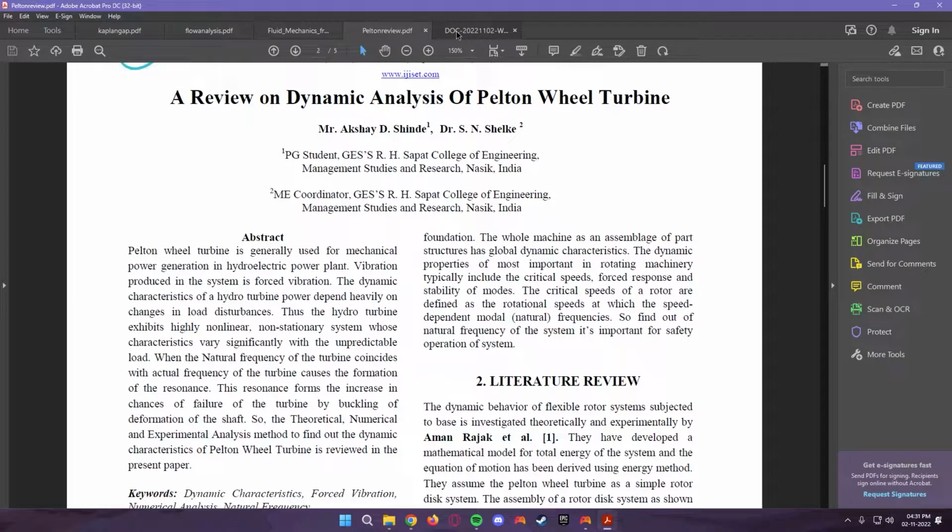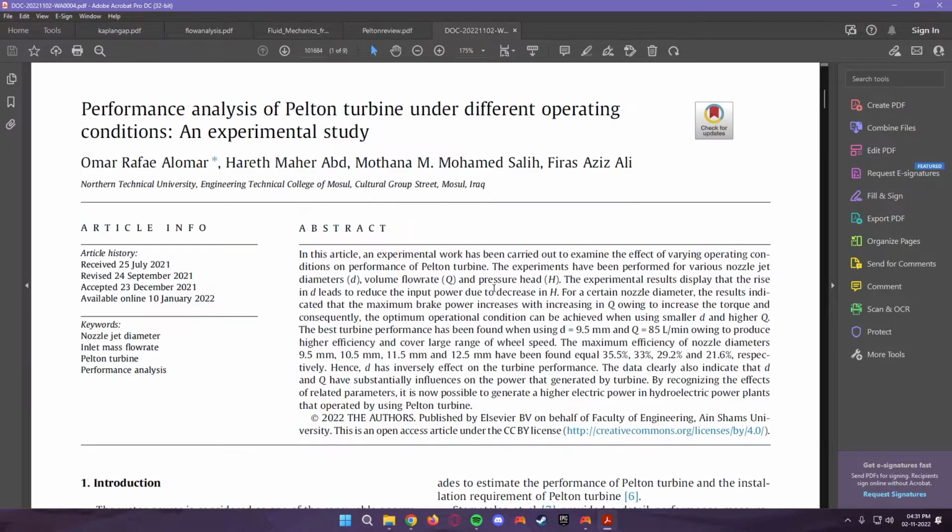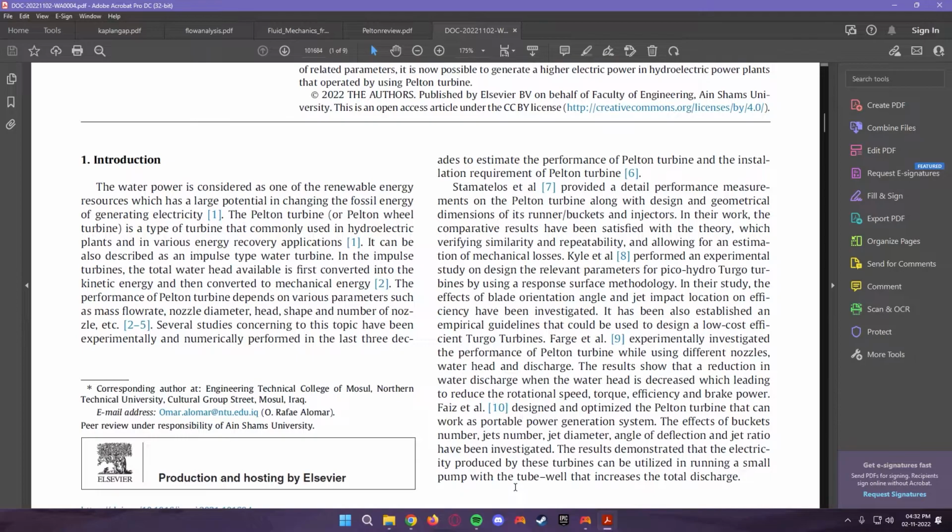Here is the next review research paper: Performance analysis of Pelton turbine under different operating conditions and experimental study. Introduction.